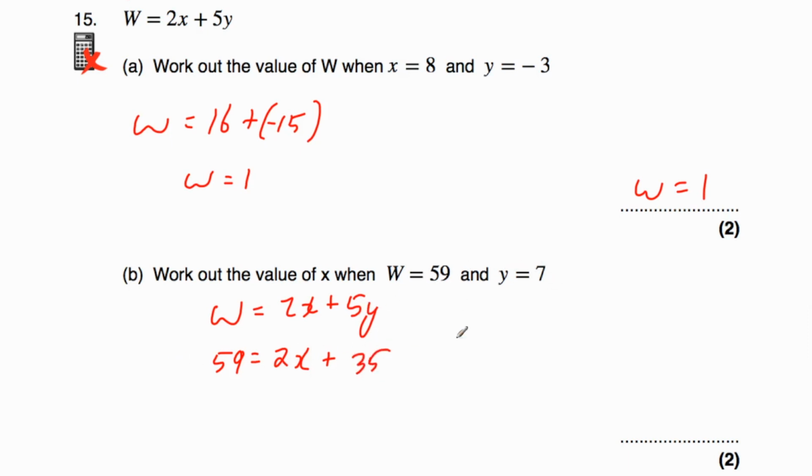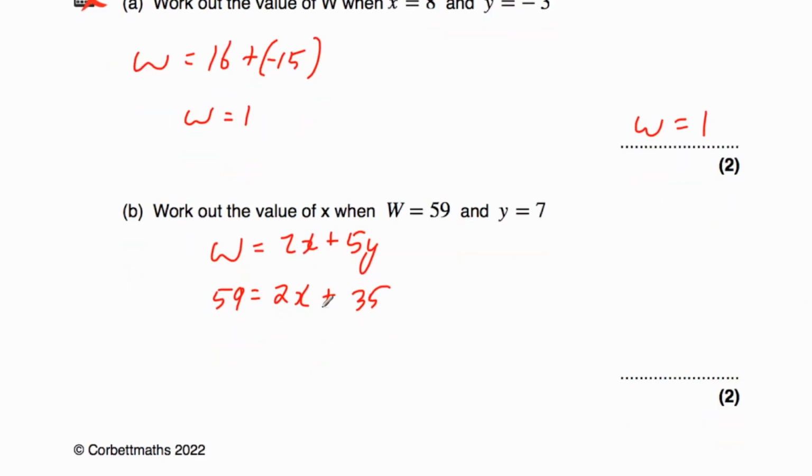So now we've got an equation, we just need to solve it. We want to find our x. So we want to get rid of our plus 35, so let's take away 35 and take away 35. 59 take away 35 is 24, and that equals, on our right hand side, we're just left with our 2x. And then we're going to divide by 2 and divide by 2. 24 divided by 2 is equal to 12, and 2x divided by 2 is just equal to x. So the value of x is 12.